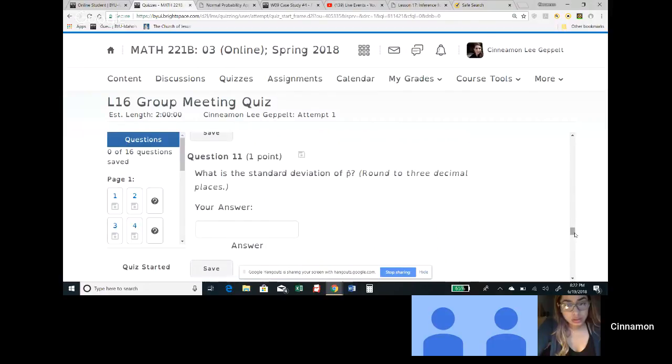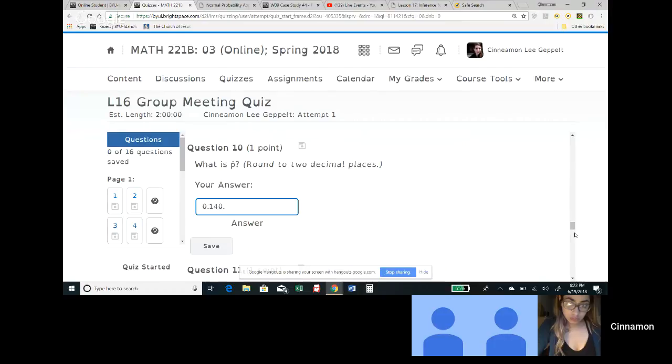Okay, so 11. What is the standard deviation of P? This is where I got 0.0058, but we'll round that up, so then it'll be 0.006. So that's what I got. Is that what you got? On the standard deviation of that problem? I did, yeah. But then we want to round up, right? So then we want to change this.